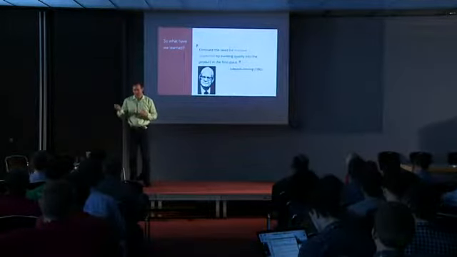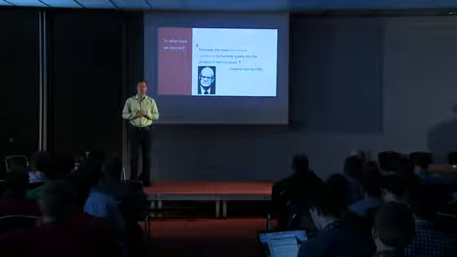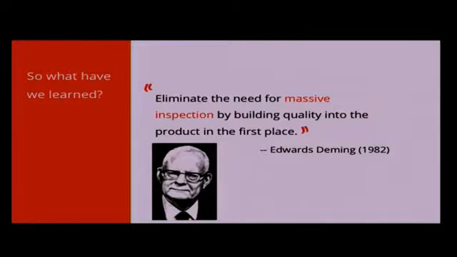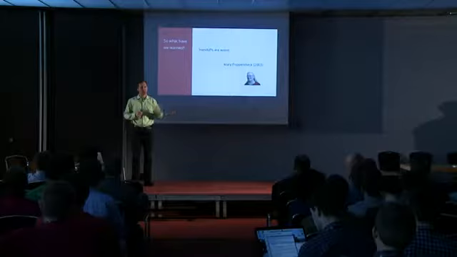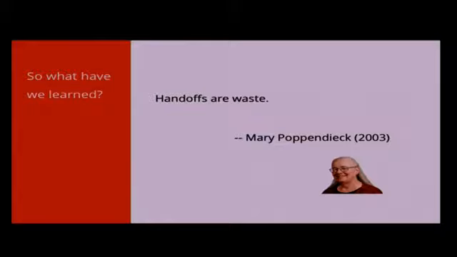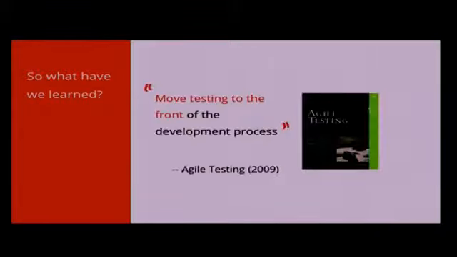We just heard from Chris talking about Deming and some of his thinking: the idea that we want to eliminate the need for massive inspection by building quality in. This is a well-known idea for Agile, especially QA and testing. Handoffs are waste, the whole inherited wisdom. Mary Poppendieck talked about this in her book. Moving testing to the front of the process.